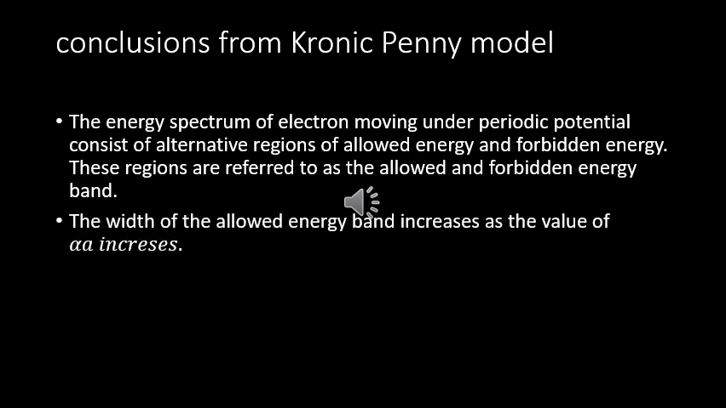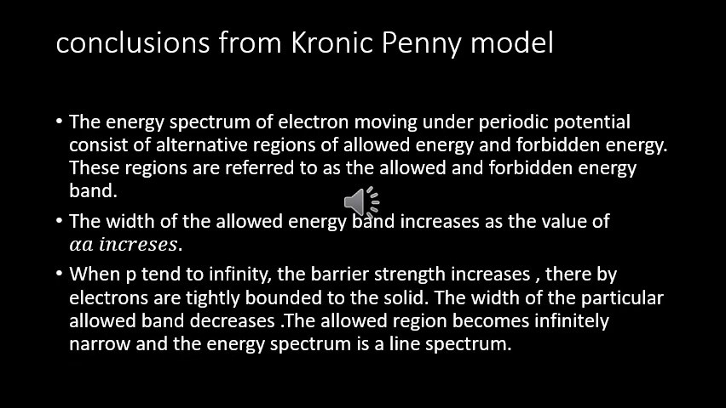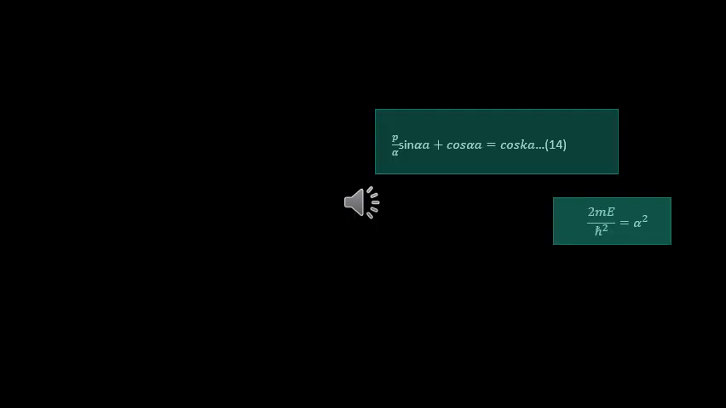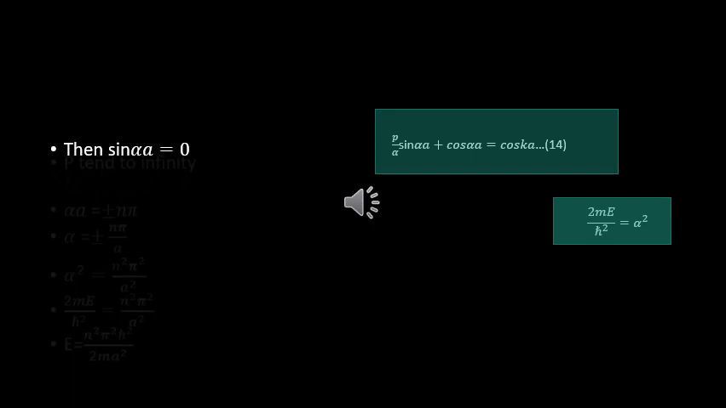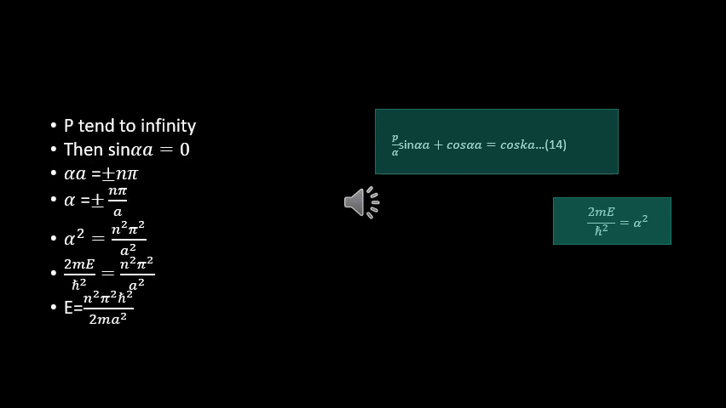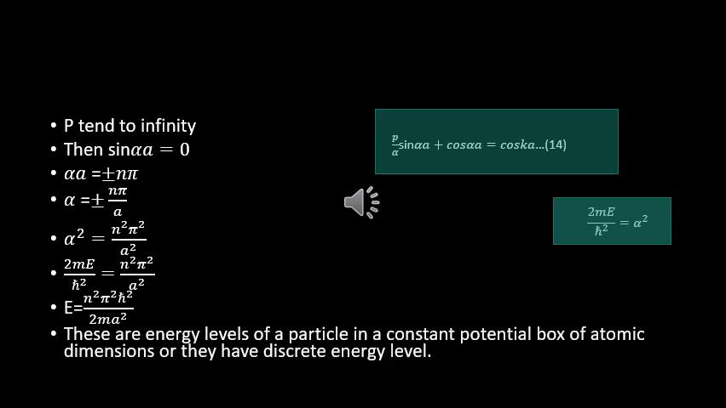When P tends to infinity, the barrier strength increases, thereby electrons are tightly bound to the solid, the width of the particular allowed band decreases, the allowed region becomes infinitely narrow, and the energy spectrum is a line spectrum. When P tends to infinity, using equation 14, sin alpha a is nearly equal to 0, then we can write as follows. These are the energy levels of a particle in a constant potential box of atomic dimensions, that is, they have discrete energy levels.